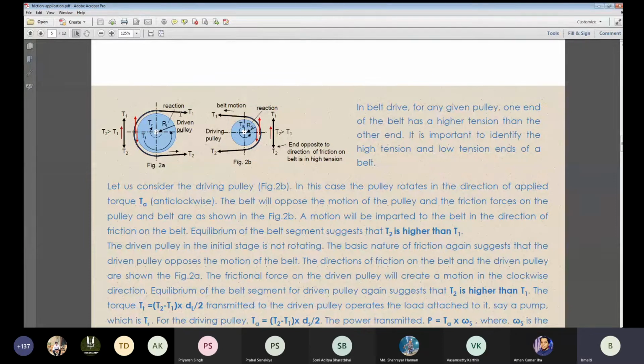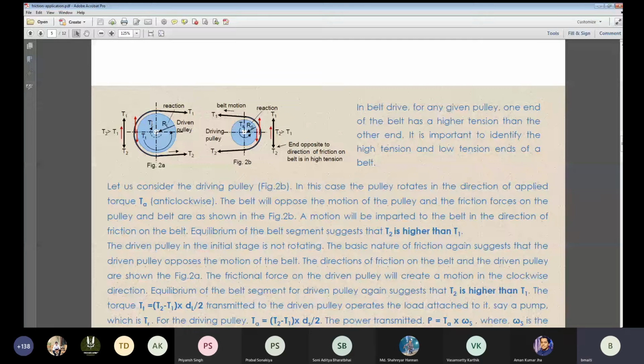So T2 minus T1 into R is the power transmitted to this particular pulley. Look, the belt was moving, and through this friction onto the pulley, which the belt is applying due to its rotation, this power is coming onto this pulley. Now, you can see there is an opposite torque in the dotted line, TR. That is called the resistive torque.